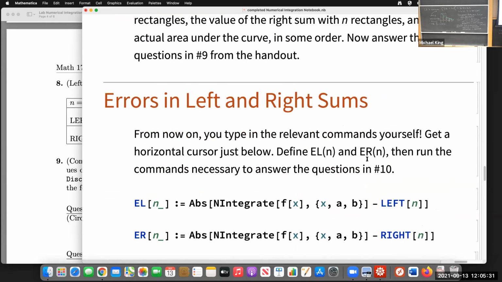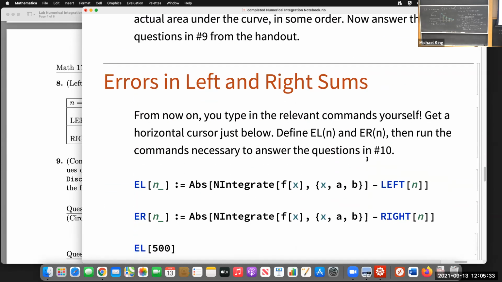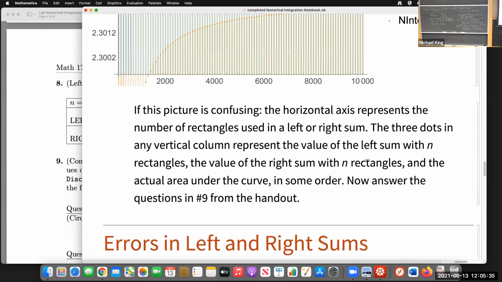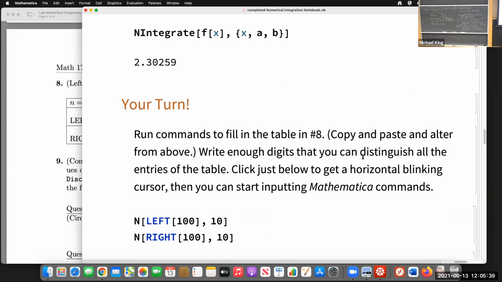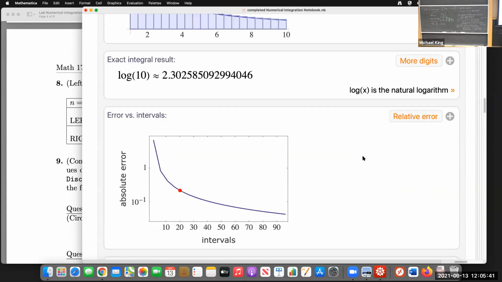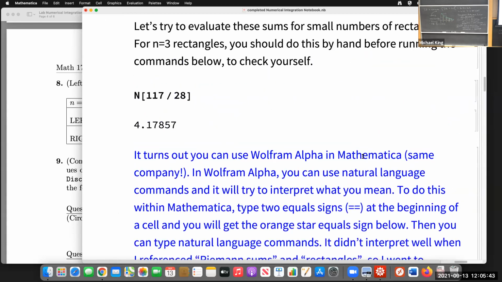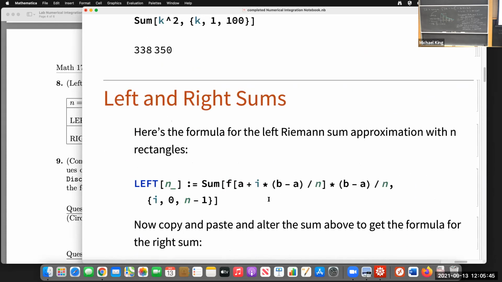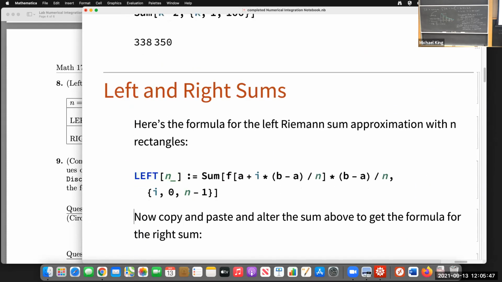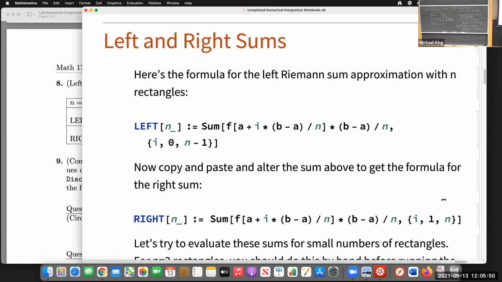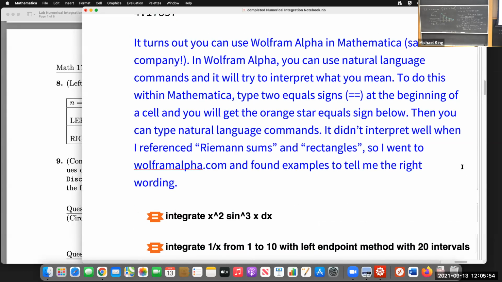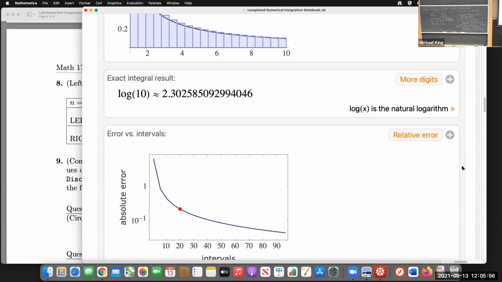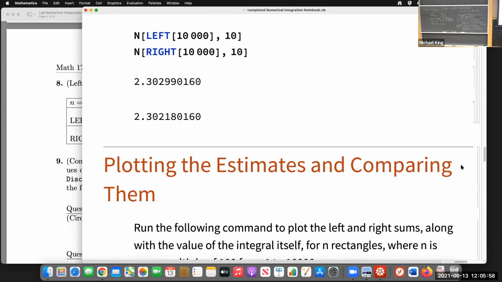You can actually explicitly compute the error. Did I run the left and right? Let me go back up here and just run these commands that I never ran. Sorry, that's super annoying. This was the left sum. Maybe I did run them. This is the right sum. Oh, I must have run them. Never mind. Okay, sorry, let me go back down here.